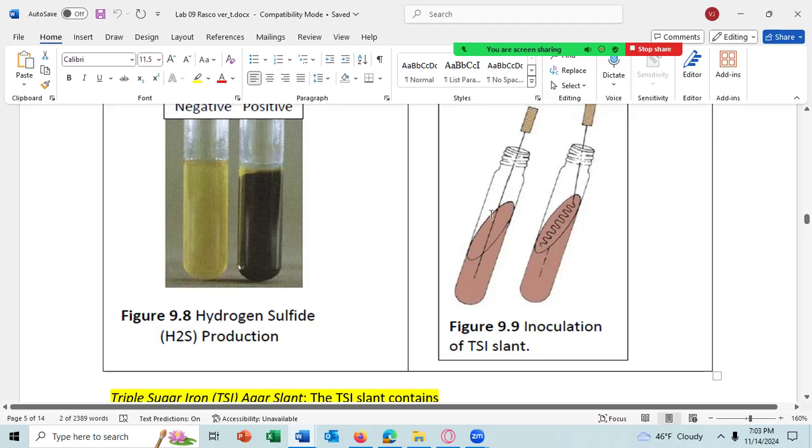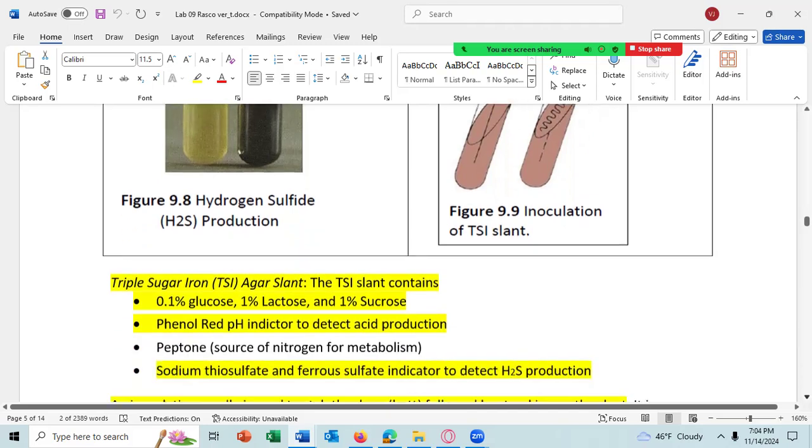You then pull it straight out and then take the tip again, put it in your colony of cells, and then you smear the tip and the cells on the slant in an S-like motion or serpentine motion. And that way we'll get growth aerobically on the slant and growth anaerobically in the bottom portion of the tube. And then compare the growth on the slant to the bottom portion of the tube.